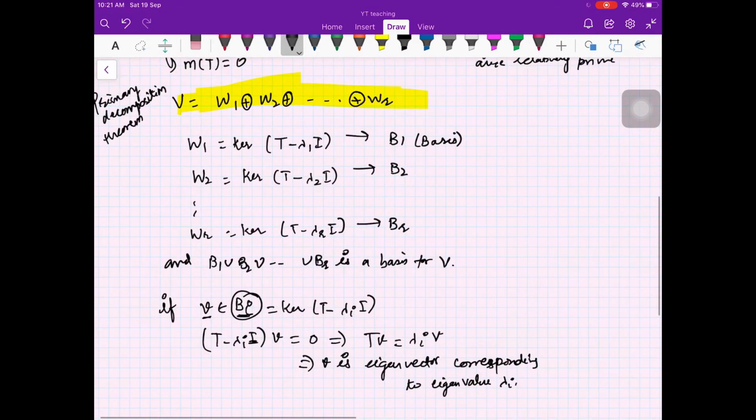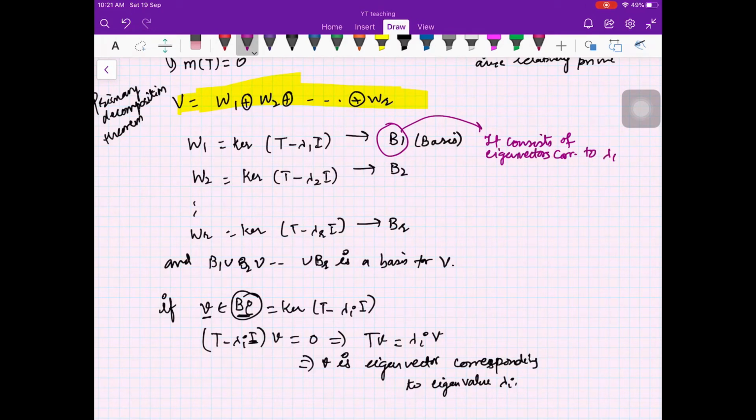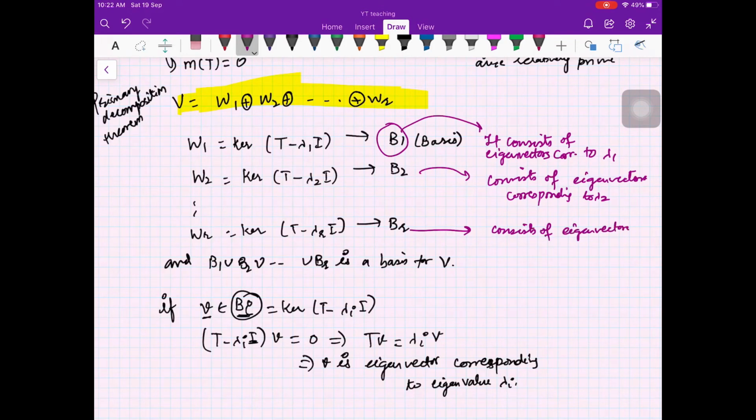Okay, so we are saying all the vectors here, B1, consist of eigenvectors corresponding to lambda 1. This B2 here consists of eigenvectors corresponding to lambda 2, and so on. Here this Br consists of eigenvectors corresponding to lambda r.